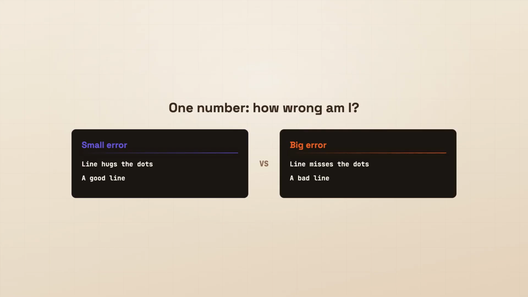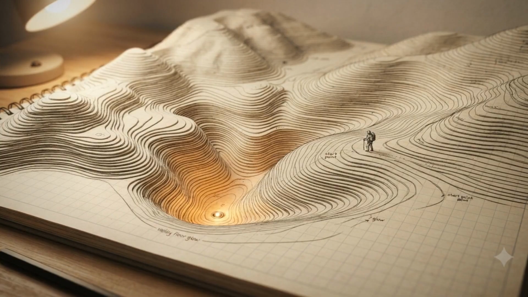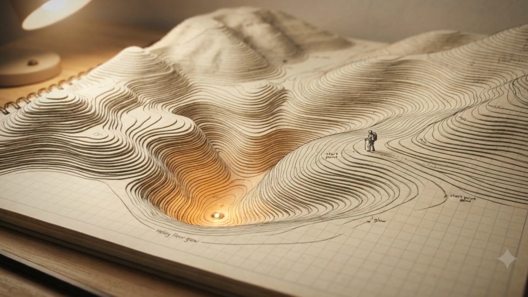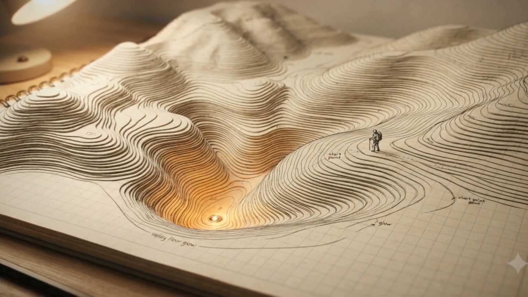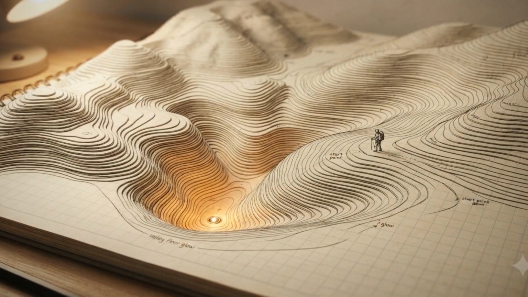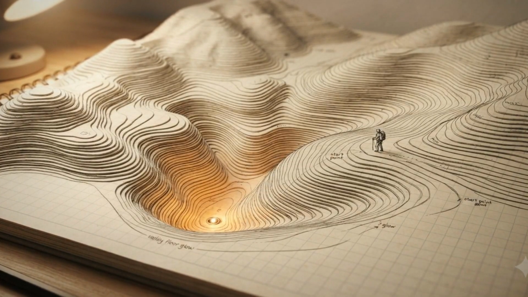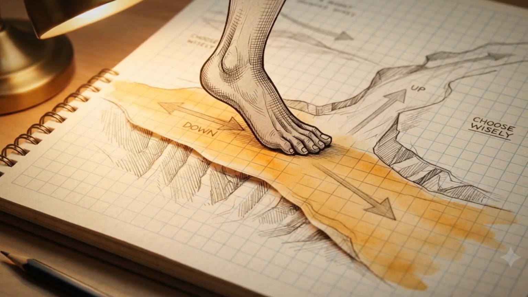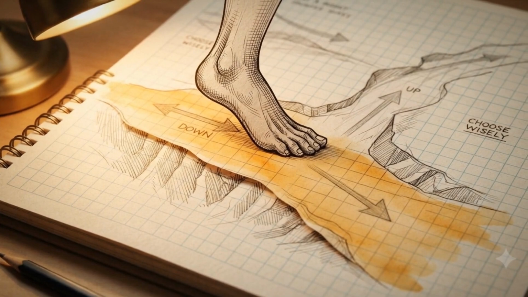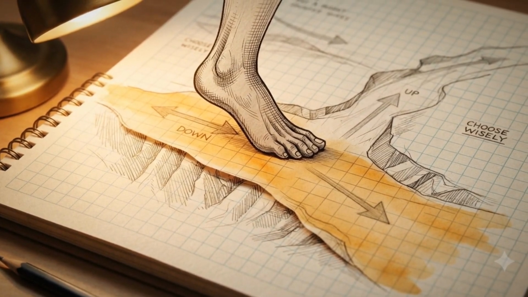Here's the beautiful part. Imagine every possible knob setting spread out as a landscape, and the height of the ground is that error number. Bad settings sit up on the hills. The perfect setting sits at the very bottom of a valley. Learning is just walking downhill. At every step, the model asks, which way makes my error smaller? Which way is warmer? And it nudges both knobs that way. Warmer, warmer, downhill toward the bottom.